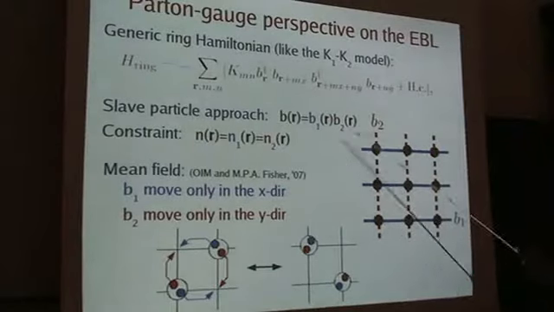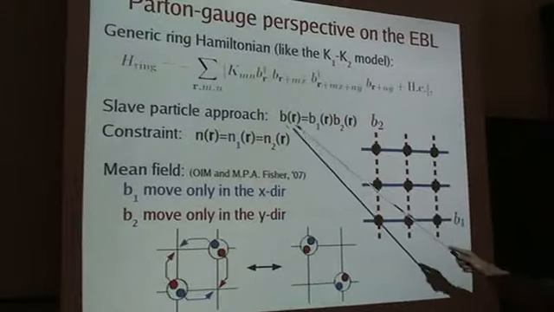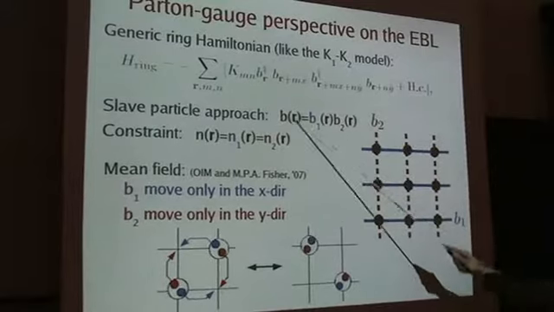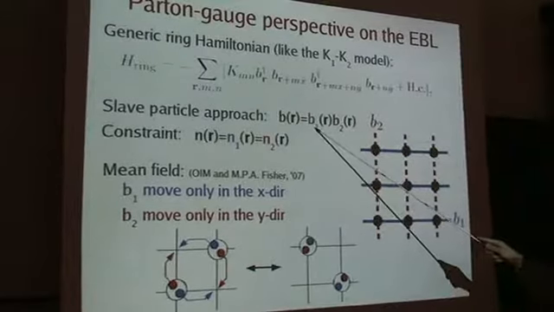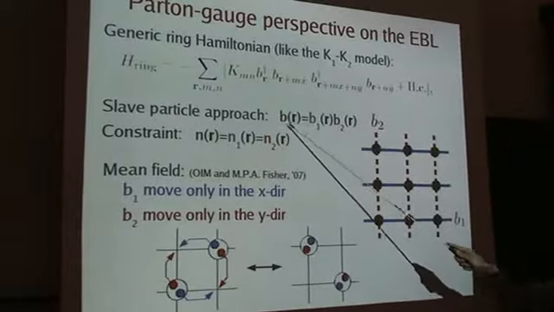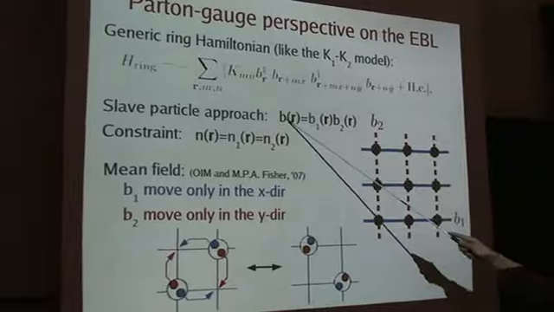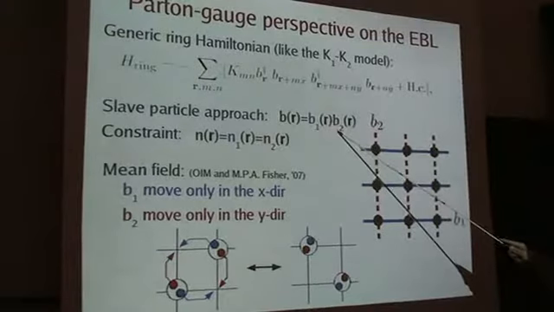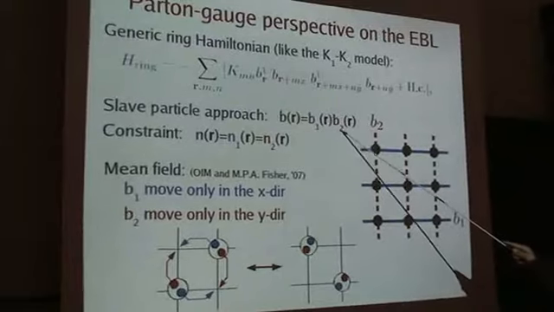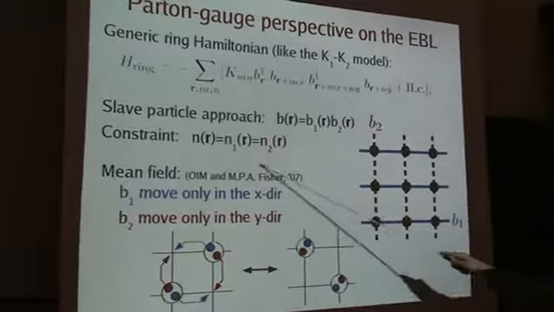The specific representation which I will take is where the original microscopic boson is written in terms of two partons, B1 and B2. So in the Hilbert space, presence of a boson corresponds to N1 and N2 both equal to 1, and absence of a boson corresponds to N1 and N2 both equal to 0. So the physical Hilbert space is recovered by this constraint.